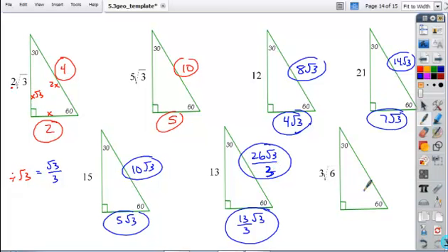What about this last example? Can we simplify this by dividing by root 3? 3 root 6 divided by root 3 is 3 root 2. 3 root 6 divided by root 3, you get 3 root 2 as your shorter leg. Double that, 6 root 2. Again, you're only doubling the part that's outside that radical. And so that's your solution.